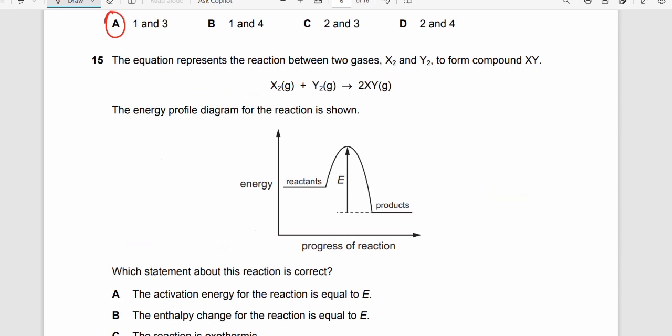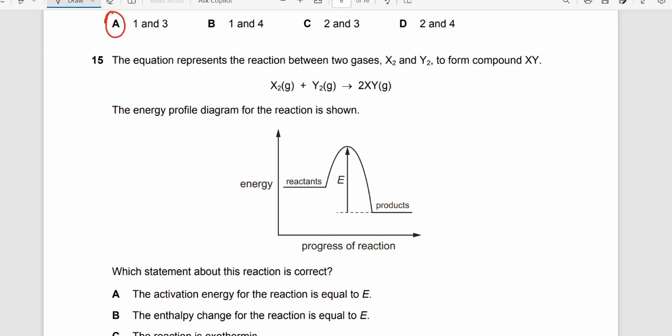The equation represents the reaction between the two gases X2 and Y2 to form the compound XY. You can see that these are two gases which are reacting to form the next gas. This is the energy profile diagram for the reaction. This is the reactant and this is the activation energy, and the product is found. Which type of reaction is it?